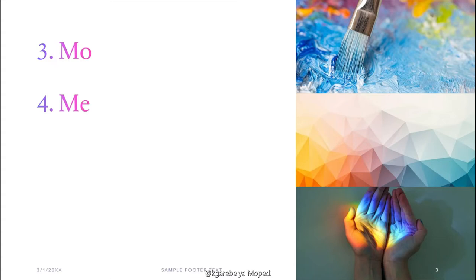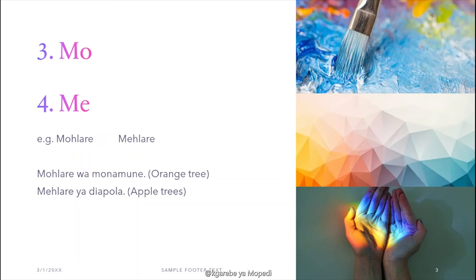You get it? So this second mo is about things, and the plural of this mo is me. For example, mohlari, plural mehlari, which are a tree and trees. For example, mohlari wa monamune, orange tree. Mehlari ya di apula, apple trees.